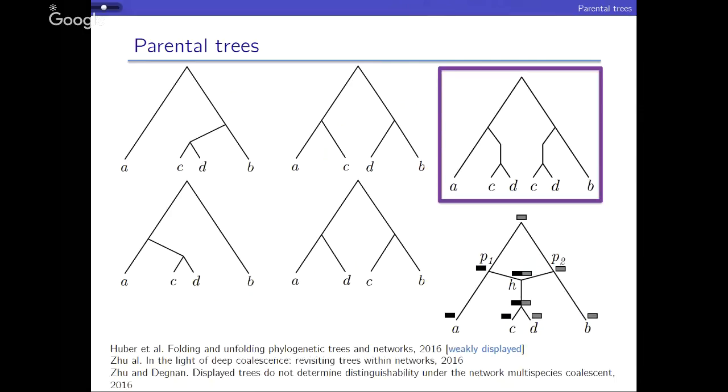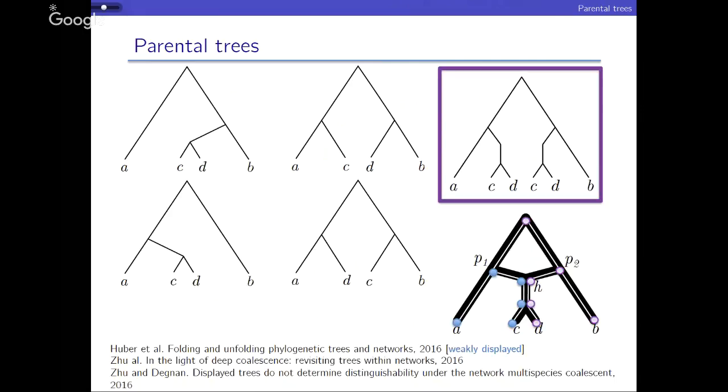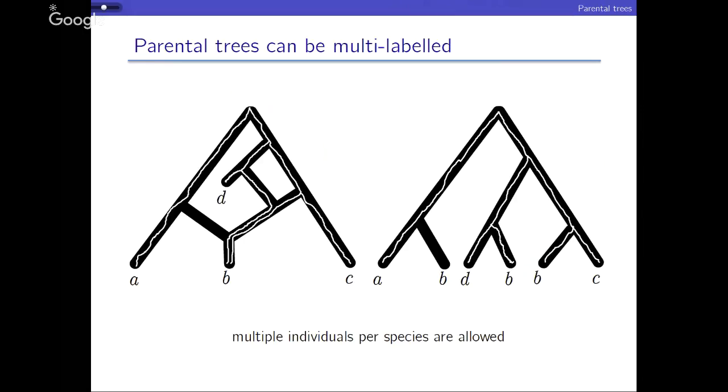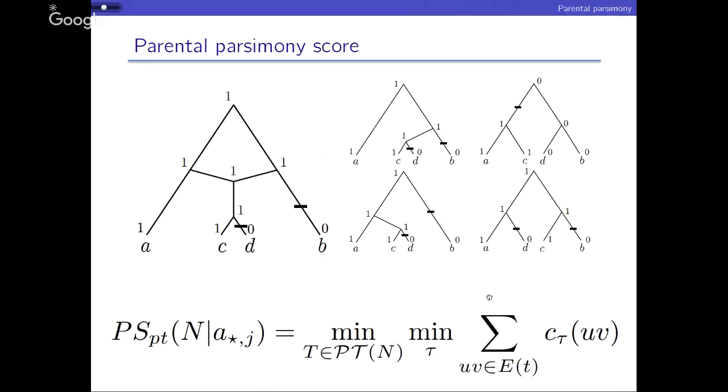Our two examples of allopolyploidy and ILS in the hybrid speciation are actually parental trees of our network. And I would also like to mention that parental trees can also be multi-label, so you can have several individuals per species, and you have the same definition. So yeah, probably it's not surprising for you.